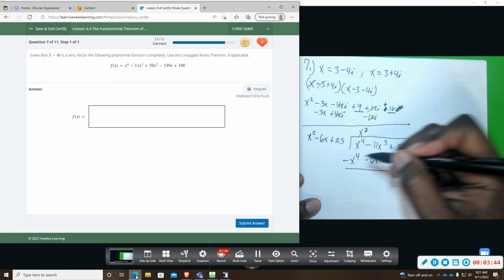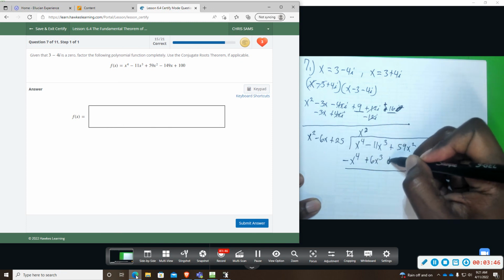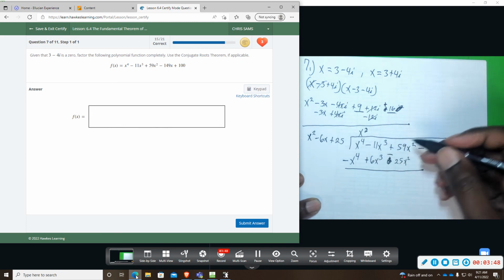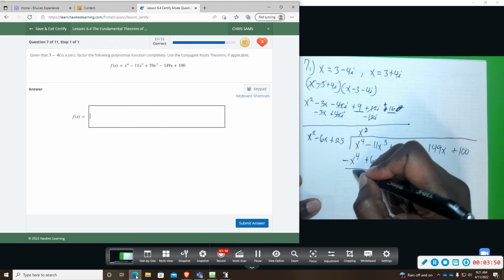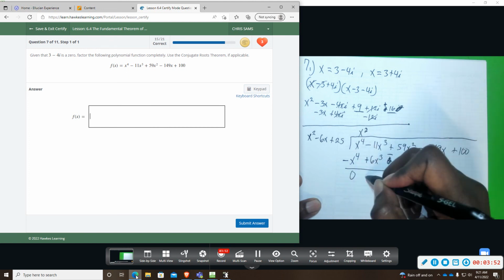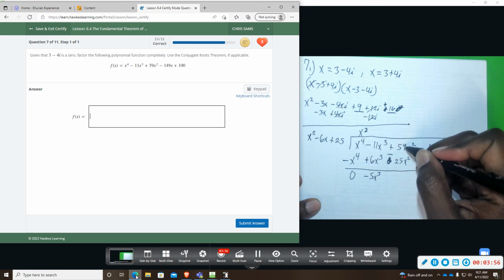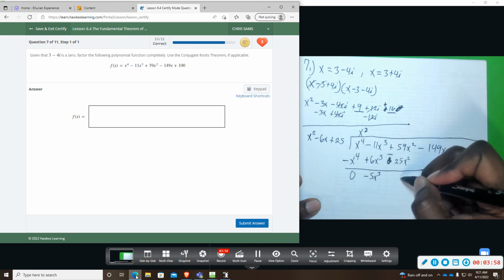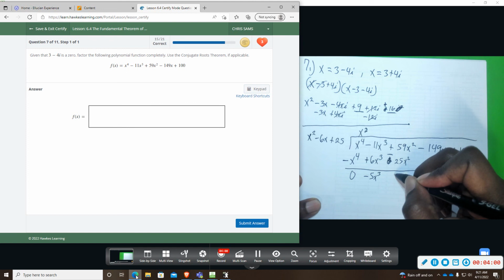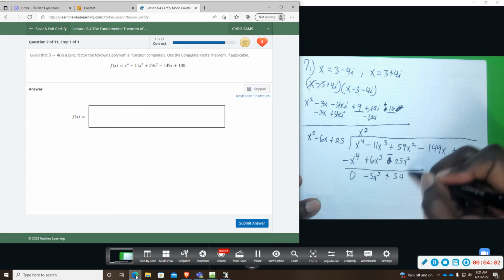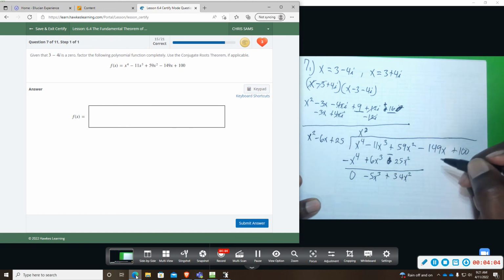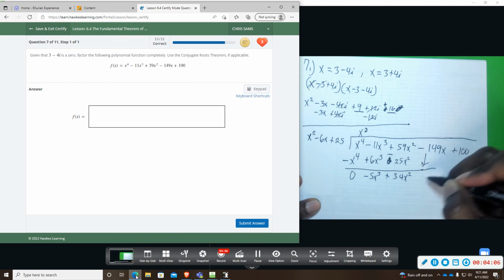Change the sign, so negative, positive, this will become negative. This will go to 0. This will give us a negative 5x cubed. And then subtracting these will give us a 4 and a 3, positive 34x squared. Bring down the next term, minus 149x. And then we repeat the process.